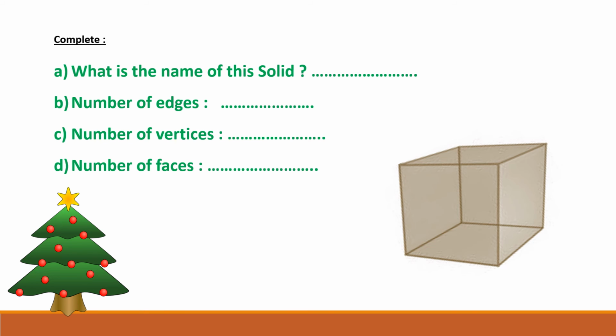So what is the name of this solid? Excellent, it's cube. So now we're gonna sing the song. So cube have how many edges? It will be 12. How many vertices? 8. And how many faces? 6. Super, Junior 2, great job.